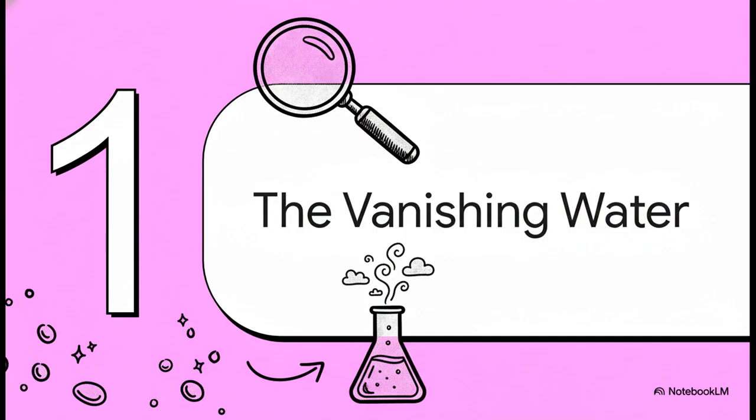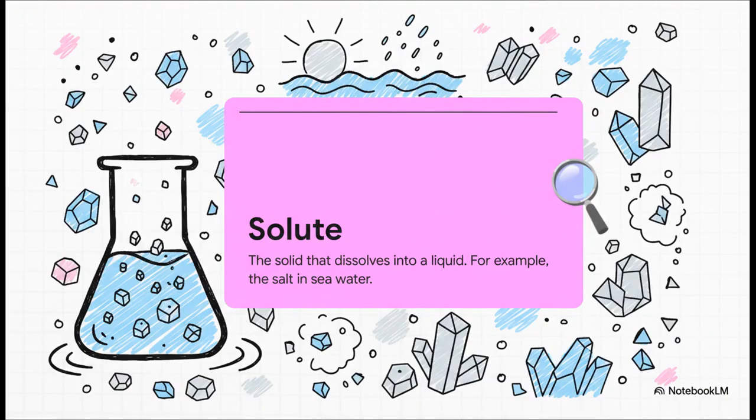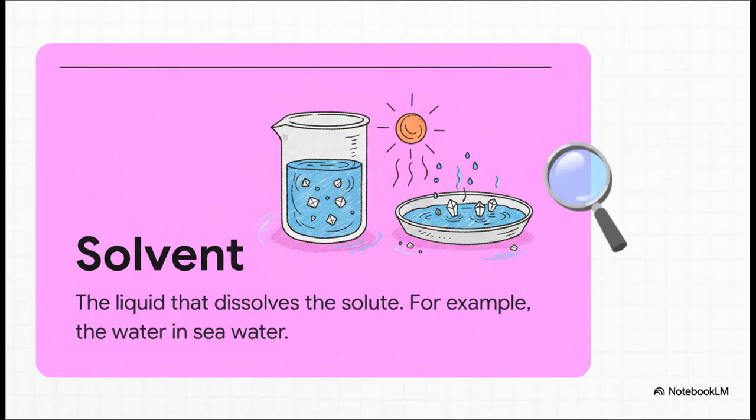And like any good investigation, we've got to learn the lingo first. There are just 3 key words we need to lock down. First up is the solute. That's just the solid stuff you're dissolving, the stuff that looks like it disappears. So for us, the solute is the salt. Easy peasy. Then you've got the solvent. This is the liquid that's actually doing the dissolving. In our little experiment, the solvent is, you guessed it, the water.